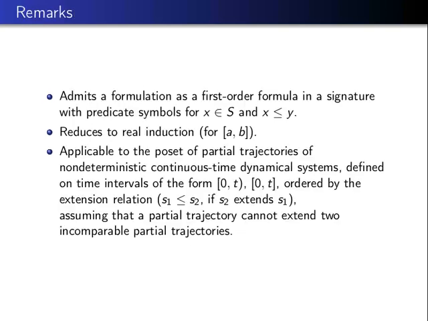One example of diamond-free posets is a set of partial trajectories of a non-deterministic system ordered by extension relation. The main result can be applied to this partial order.